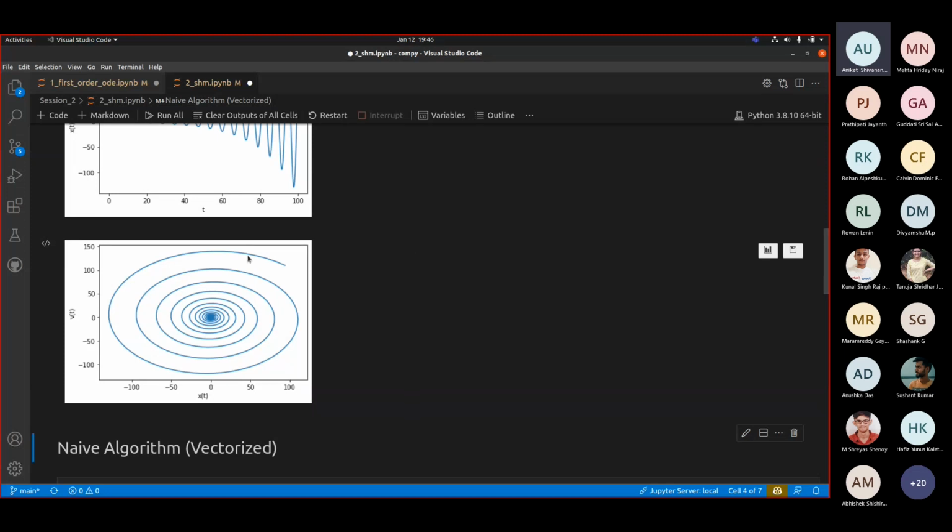Similarly, you can see this phase space is spiraling towards the origin. This basically tells us about the energy. We want the energy to be conserved, because in SHM energy is conserved, but the energy is constantly going towards 0.